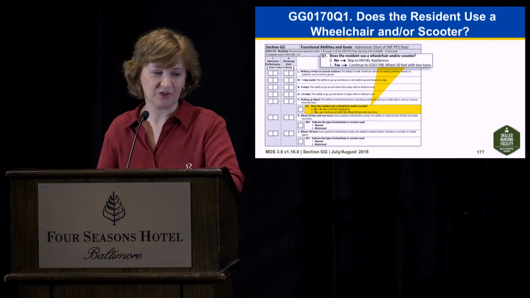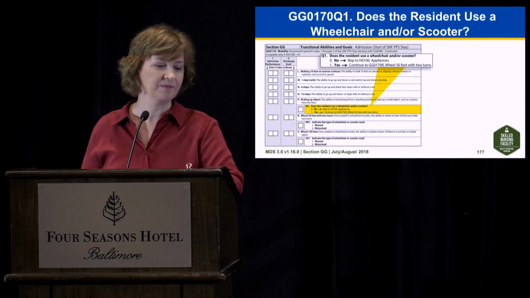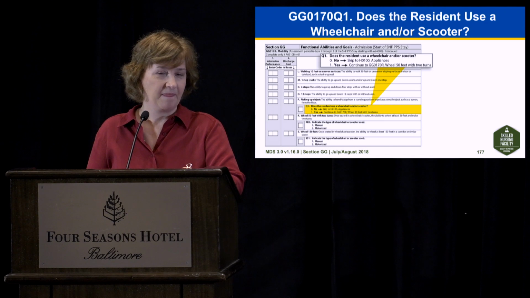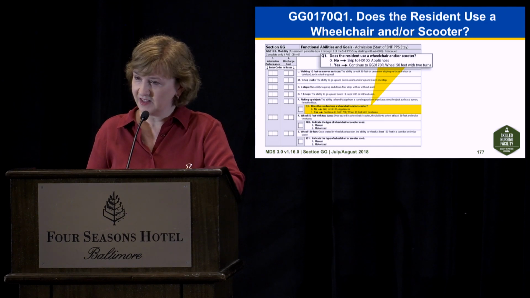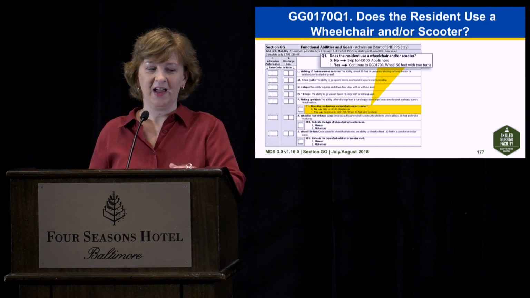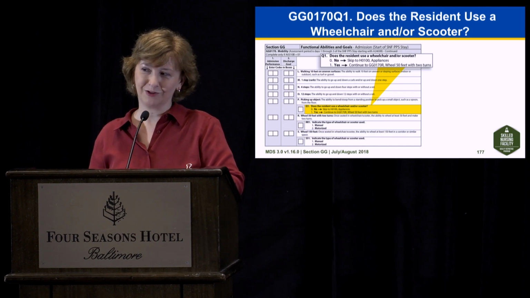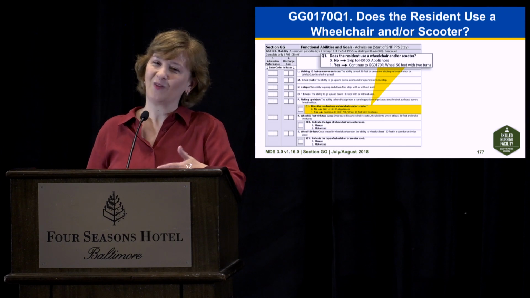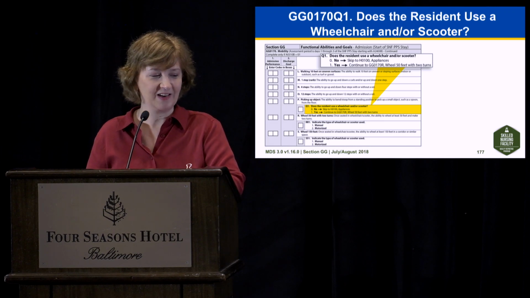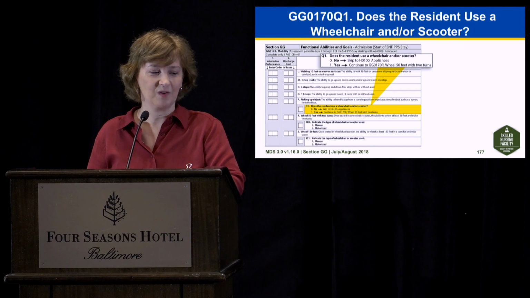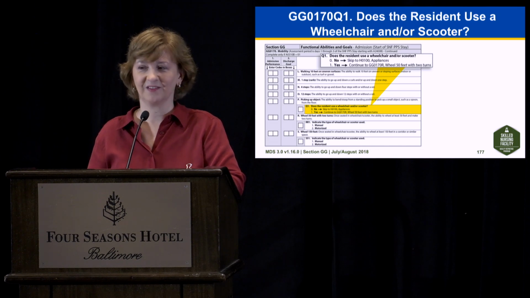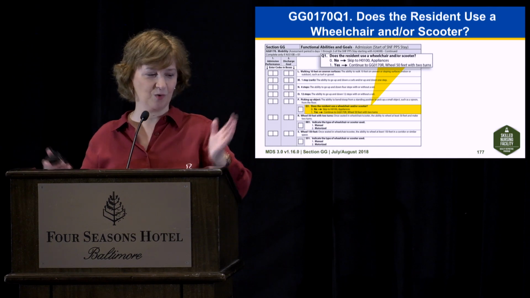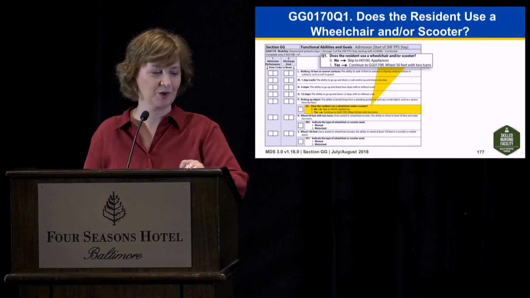Okay, so now we get to the wheelchair and scooter. In this case, this is an item that has been on the data set. I am one of the people who actually does look at the data and look at relationships between the items. And one of the things I'll say about this particular item, it says, does the resident use a wheelchair and or scooter? As I said before, previously it used to be wheelchair / scooter. Now we just have and or in between, so it's not different in terms of coding.